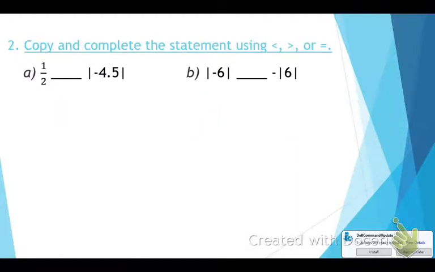All right, let's look at the next section. Copy and complete the statement using less than, greater than, or equal to. For this kind of a section, you do want to show me some sort of work. Now, at this point, it's very difficult to be able to compare a fraction and a decimal. So I'm either going to turn them both into fractions or I'm going to turn them both into decimals. Let's go ahead and turn 1/2 into a decimal. Guys, what is 1/2 as a decimal?